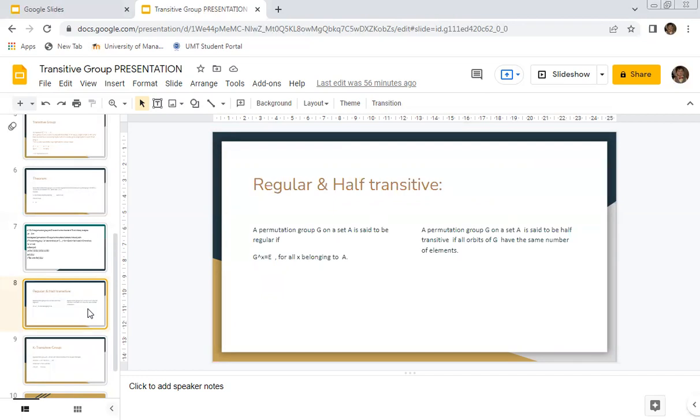A permutation group G on a set A is said to be half transitive if all orbits of G have the same number of elements. It means that if we find all the orbits of G and they have the same number of elements, then this permutation group on a set A is said to be half transitive.